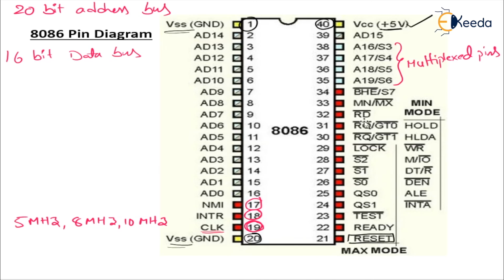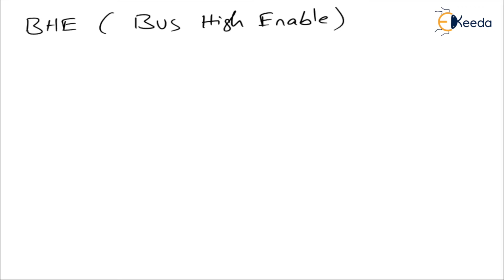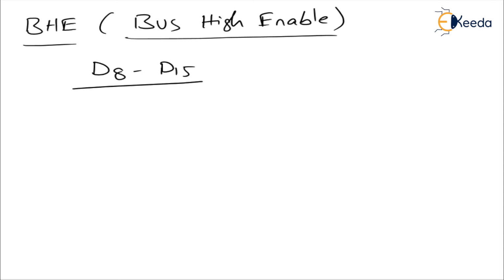Now coming to pin number 34. Pin number 34 is what? Bus high enable. Remember, pin number 34, BHE, that means bus high enable. It is used to indicate the transfer of data using the data bus, that is D8 to D15. Remember, D8 to D15.